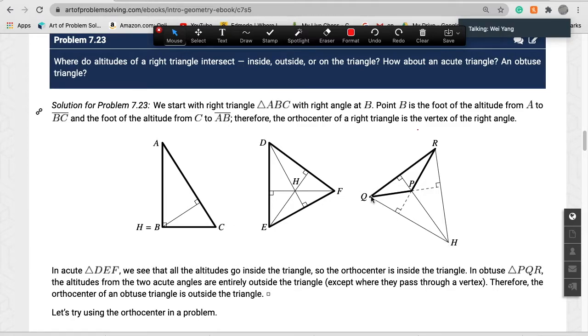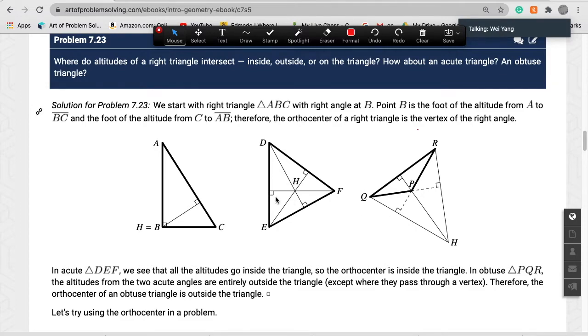Then when you draw the altitude from Q to PR, you need to extend this RP to here. Then they will intersect at this position. If you extend this altitude here, it will also intersect at H. So by this way, you can see for an obtuse triangle, the concurrent point of these three altitudes will be outside of this triangle.